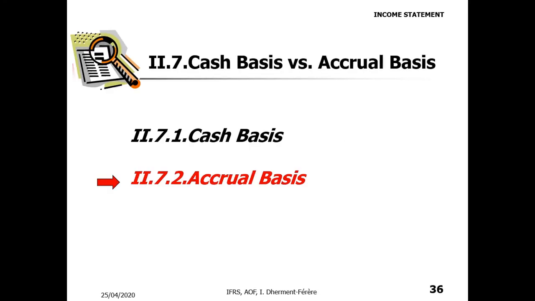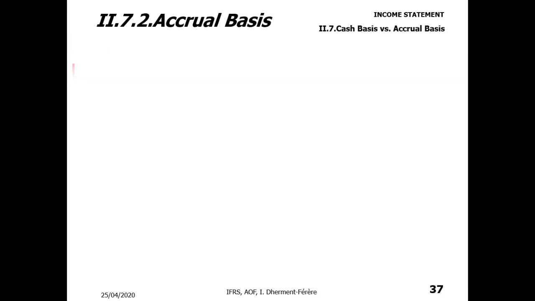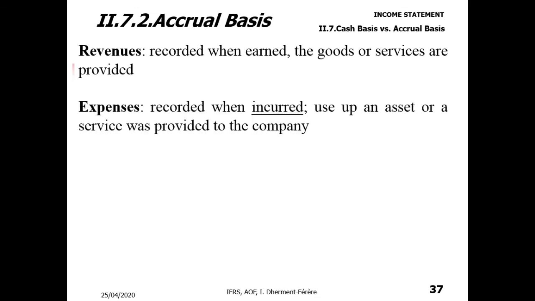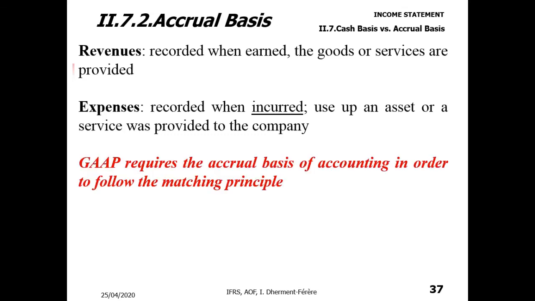Accrual basis. In the accrual basis, revenues are recorded when earned, that is, when the goods or services are provided. Expenses are recorded when incurred, that is, when an asset is used up or a service was provided to the company. GAAP requires the accrual basis of accounting in order to follow the matching principle. That is, when cash is paid or received does not matter.